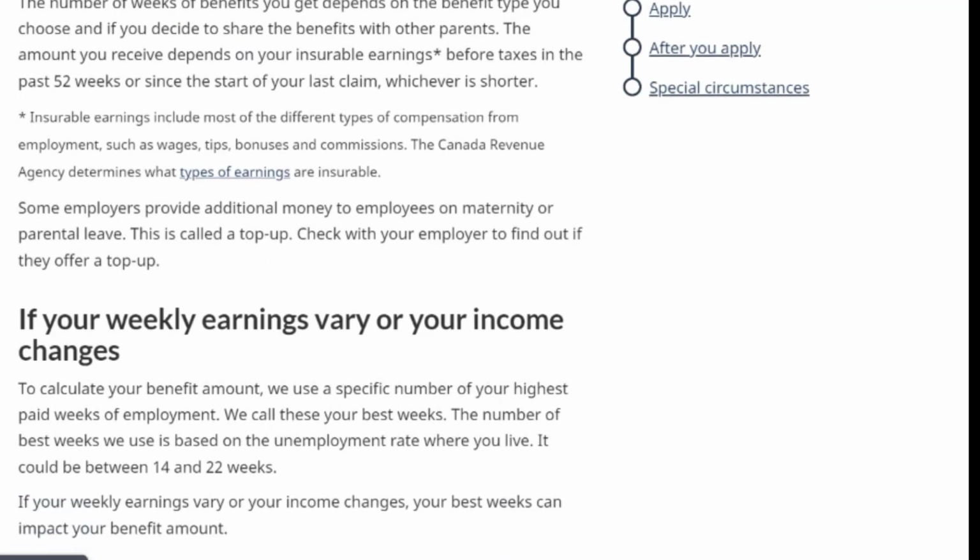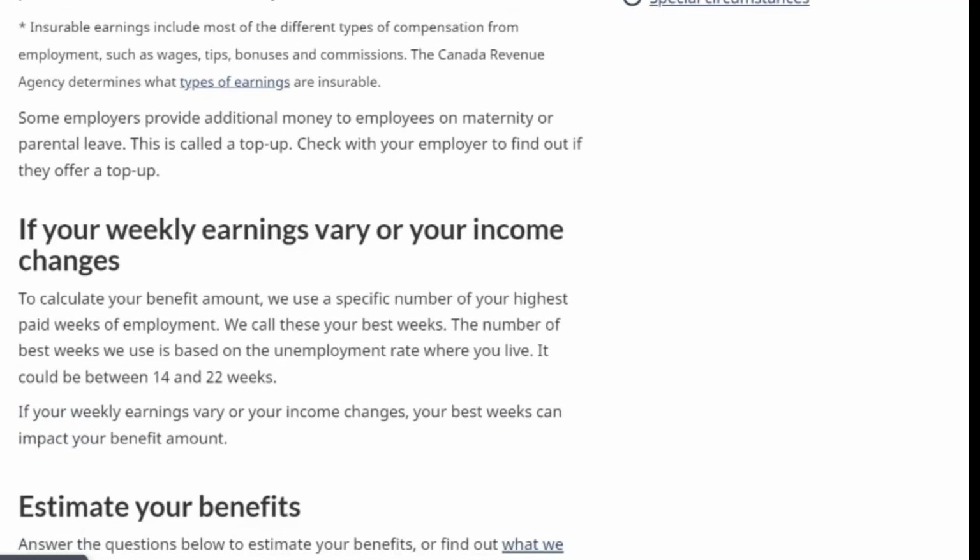It's worth noting that the province of Quebec is responsible for providing maternity, paternity, parental, and adoption benefits to its residents, and you can visit the Quebec Parental Insurance Plan for more information.